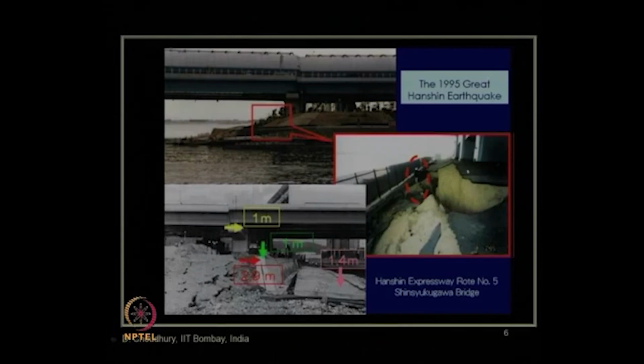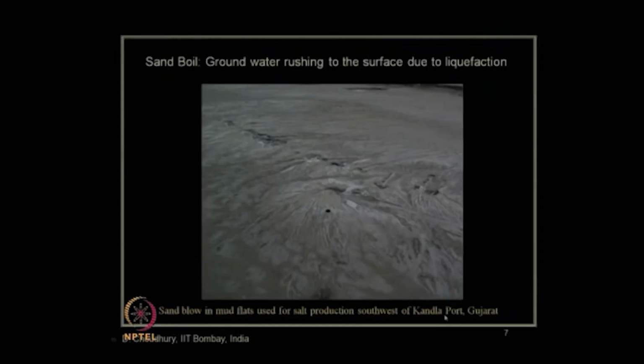So, if we see this bridge of Kobe after the damage, that is in the Hanshin expressway route number 5, you can see this is a typical height of a human being or of a person. Compared to that, the amount of vertical displacement and lateral displacement is much more than even a human height. That is why it is shown over here, just to make a comparison to understand how big a settlement or movement can occur after the liquefaction and that lateral spreading has occurred.